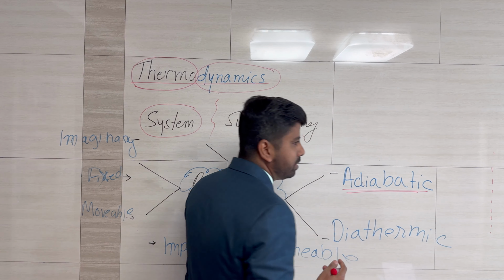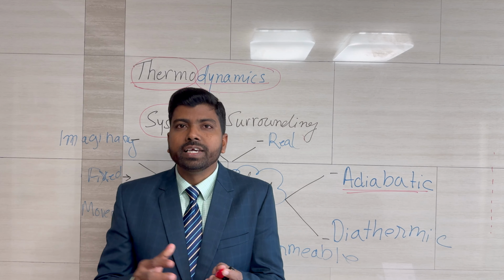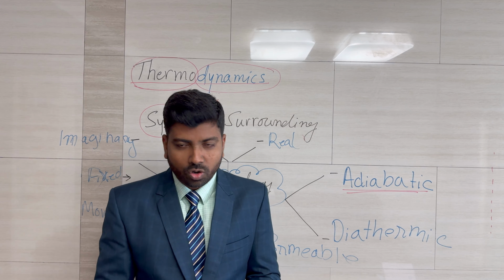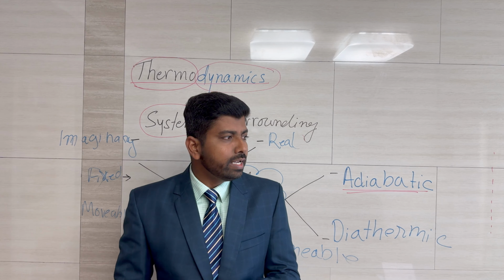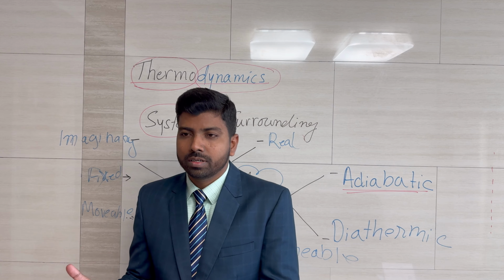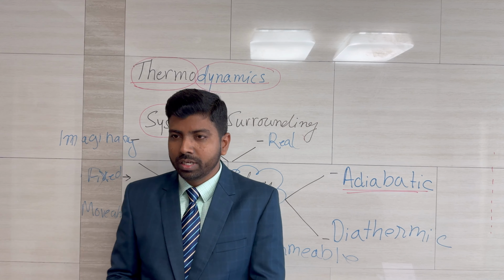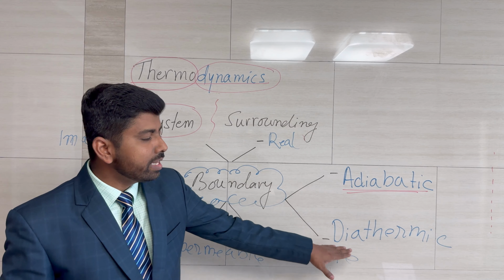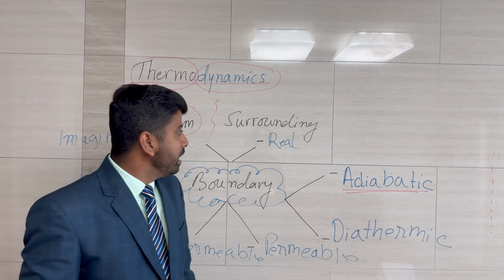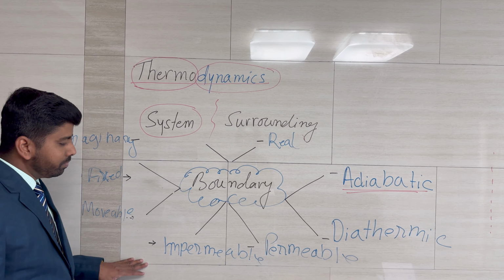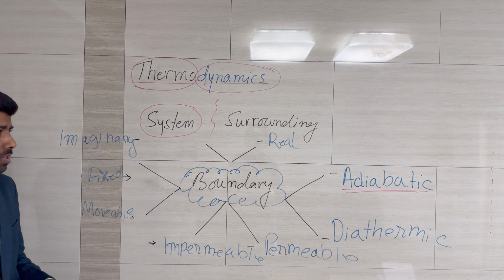So adiabatic means that boundary or that wall through which heat cannot be exchanged. And diathermic is that type of boundary through which heat energy can be exchanged. Sometimes mass may not be exchanged even if it is a boundary. So if it is diathermic, heat can be exchanged. Similarly, some boundary may be fixed and some boundary may be movable.